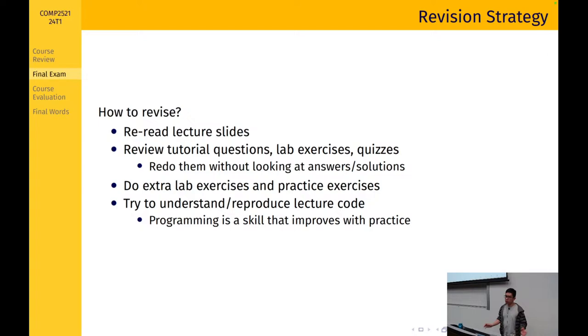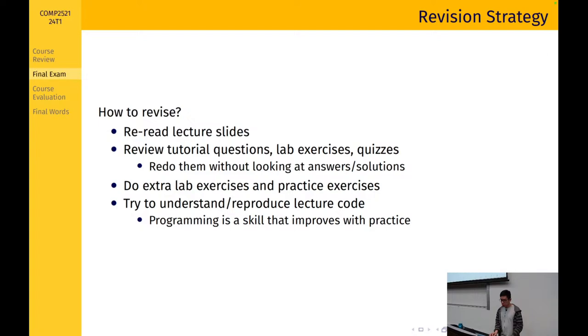Right, and finally, how do you revise? You can reread the lecture slides, for example. Slides have lots of examples to walk through, lots of explanation in them, so check them out. Make sure to review the tutorial questions, lab exercises, and quizzes. Try to redo them without looking at answers or solutions.